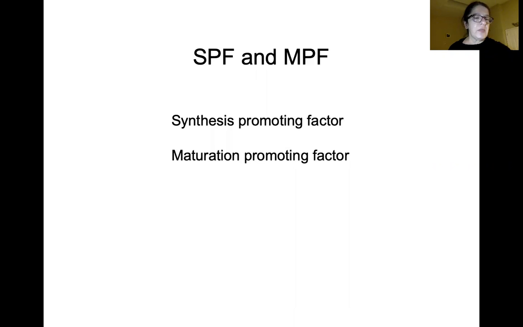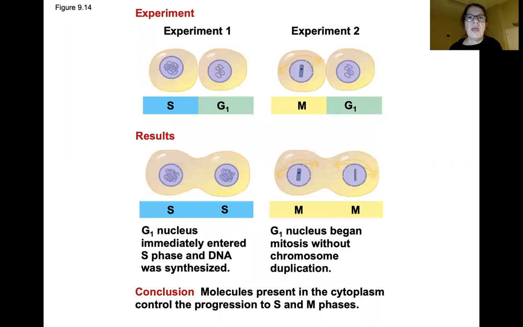And pretty much nobody calls them that anymore, but it is worth exploring how they were discovered because it is an interesting exercise in experimental design and how we interpret experiments. So, in the first experiment here shown in this model, researchers took a cell which was in S phase, so it was in the middle of duplicating its DNA, and a cell that was in G1, and they forced the two cells to fuse with each other.